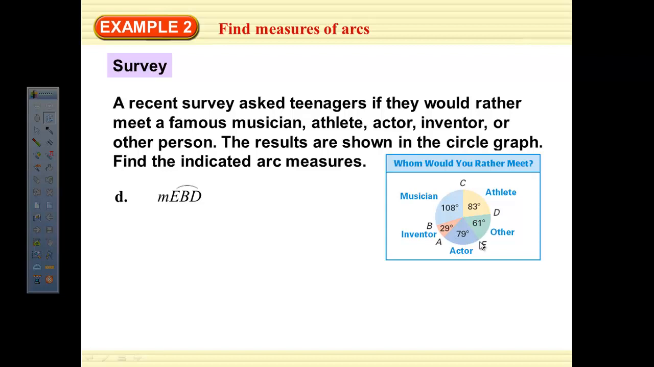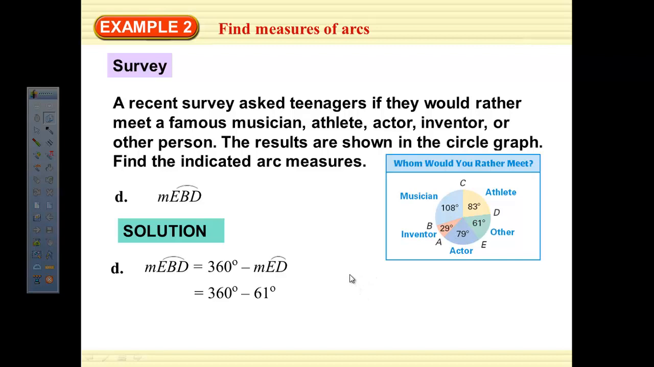And then for EBD, if you notice again, the only angle that's not in this arc is the 61 degrees. So again, we would do 360 minus 61. Rather than adding up all of these, it would be easier to do 360 minus this minor arc. So 360 minus 61 gives us 299.